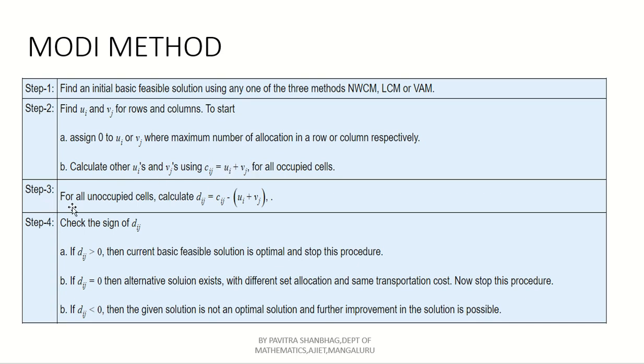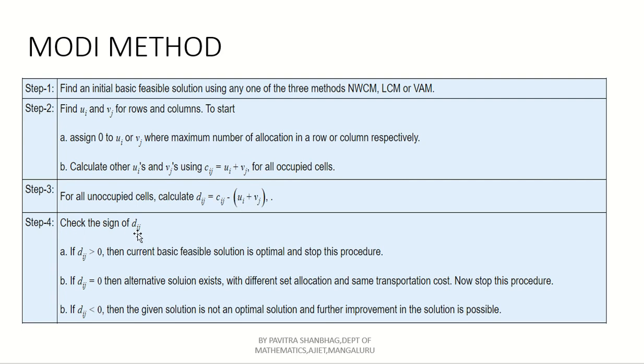Now step 3. For all unoccupied cells, calculate Dij, or in some textbooks it is given as delta ij, it is one and the same, which is equal to Cij minus (Ui plus Vj). That is nothing but if you take Cij minus of this quantity, that itself is Dij or delta ij. Now here there are three different cases you have to verify.